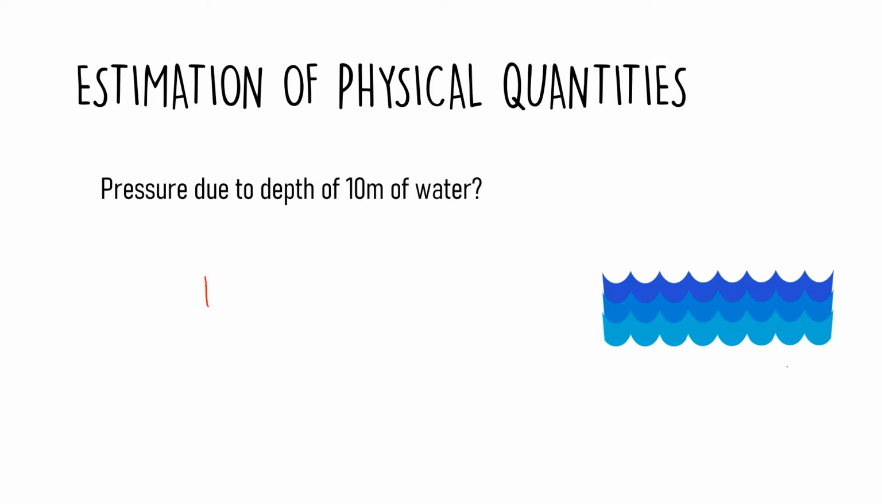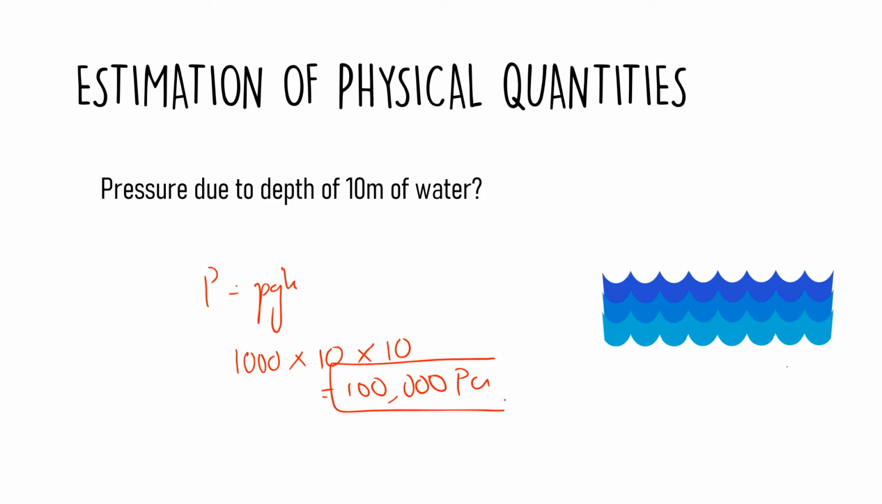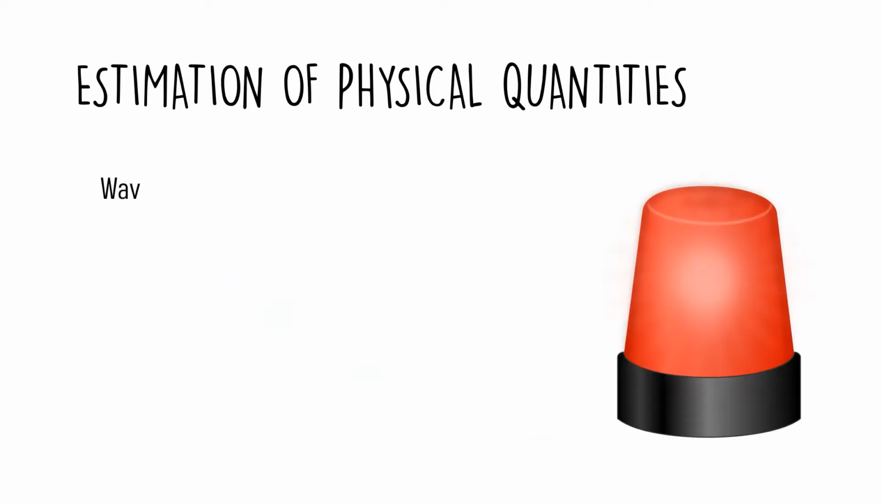Then they talk about the pressure due to a depth of 10 meters of water. We know that pressure in liquids is equal to rho gh. The density of water is known to be 1000 kg per cubic meter, and the gravitational field you can take as 10 for simplification, and h as 10 as well. So the answer turns out to be 100,000 pascals. They will accept anywhere between 50,000 to around 500,000, so we are somewhere in the middle region if we calculate this.